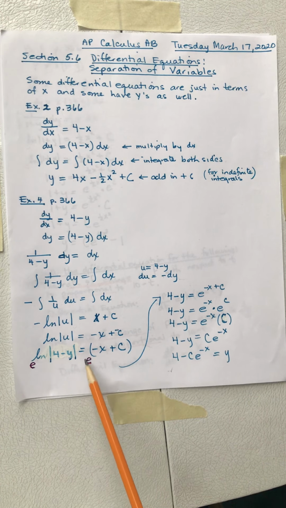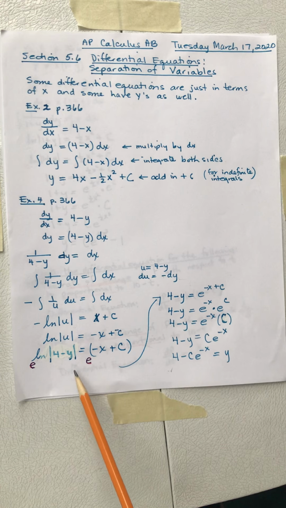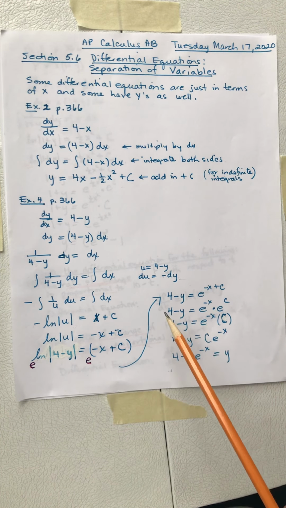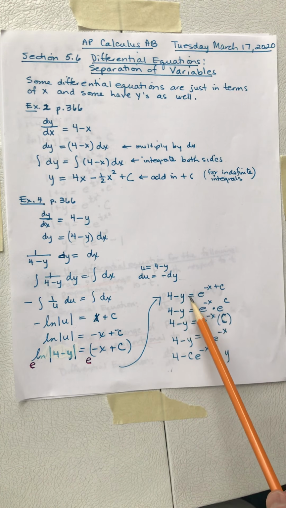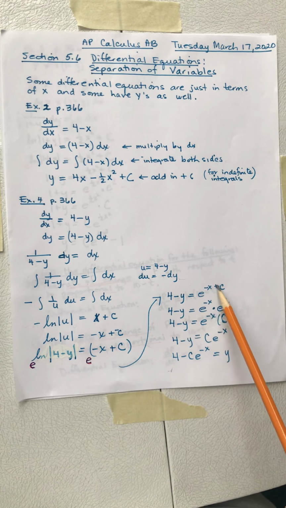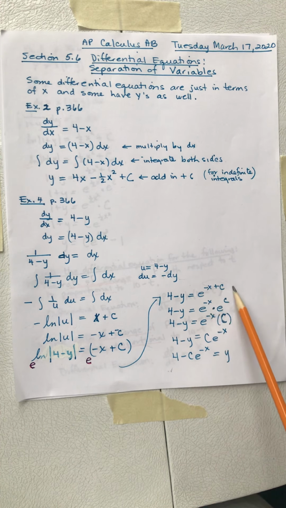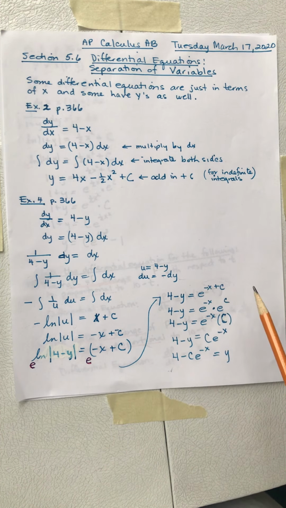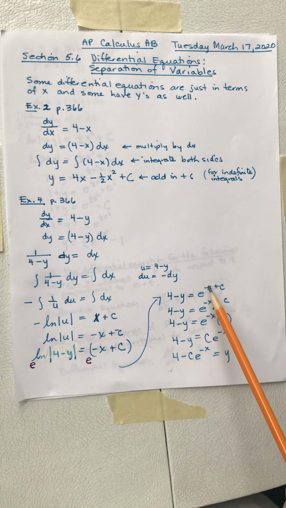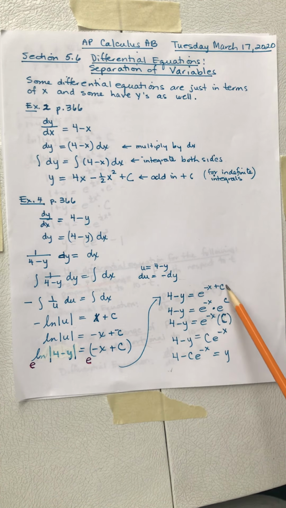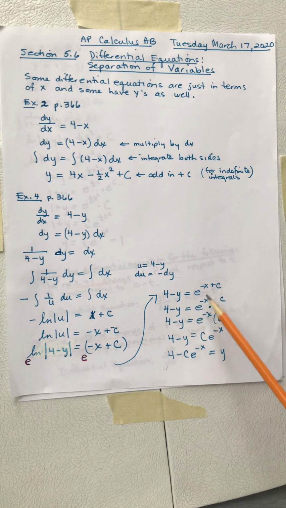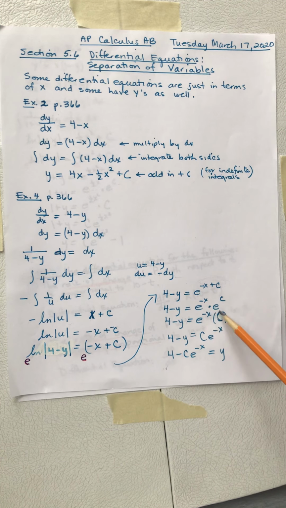So we're going to exponentiate each side, or if you prefer, you can put it in exponential notation. Either way, you will end up with 4 minus y equals e to the negative x plus c, this being the exponent. And what next? We're going to take e to the negative x plus c, and we're going to break it up into e to the negative x times e to the c. Now, e to the c is just a numerical value raised to another numerical value, which will give us another numerical value, and we'll just call that c.